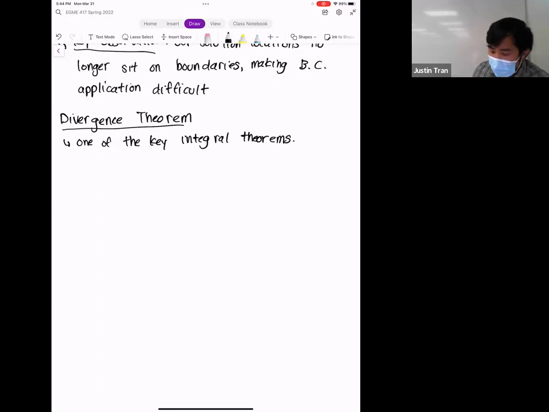There are various versions of the divergence theorem, depending on how many dimensions you're looking at, but they all have the same goal. The key for the divergence theorem is that it allows us to transform one type of integral to another. Specifically, for finite volumes, it allows us to transform a region integral or a cell integral into a boundary integral.